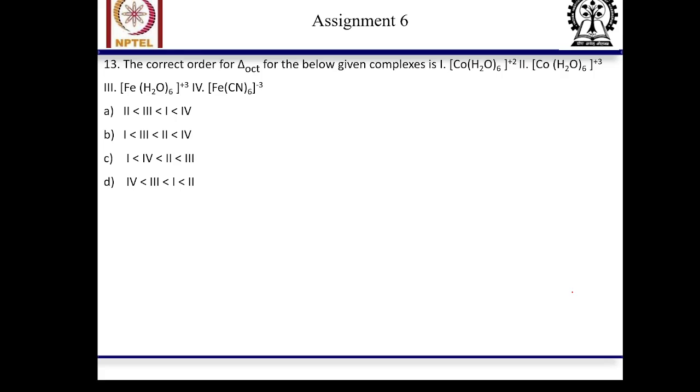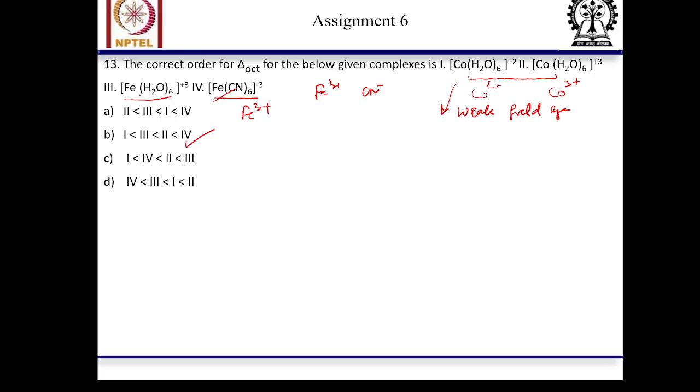Okay, so you have written the spectrochemical series. That is the other thing. So we will see what the difference is. What is the difference between the first and second? In the first, the metal is in the +2 oxidation state. In the second, the metal is in the +3 oxidation state. But water is a weak field ligand. Here, iron is in the +3 oxidation state, but again water is a weak field ligand. Now, iron here is also 3+, but CN- is there, which is a strong field ligand. So the strong field ligand will come first, meaning the fourth will be the highest.